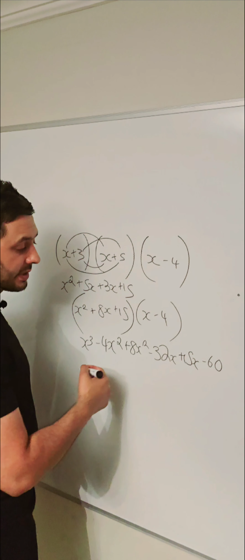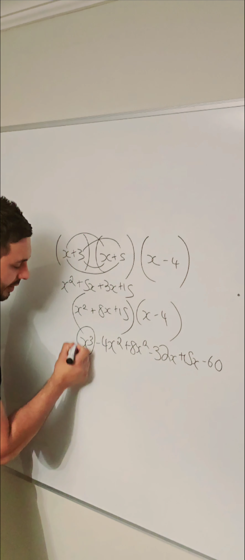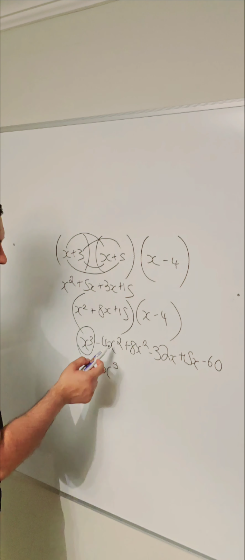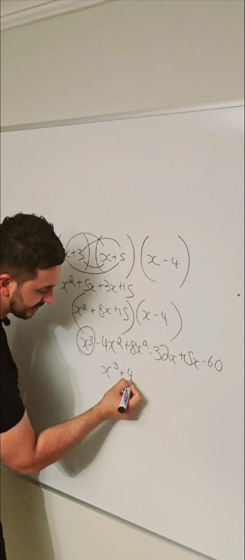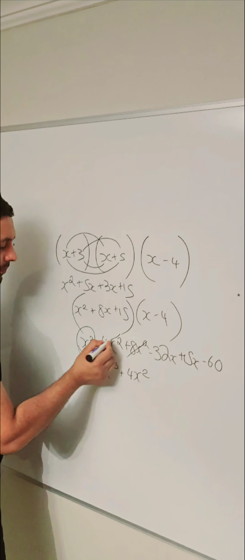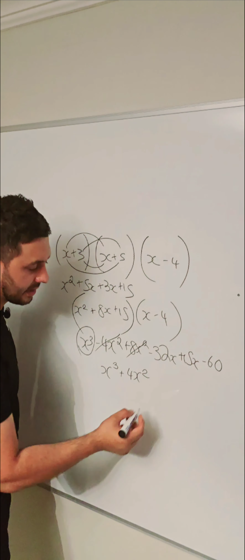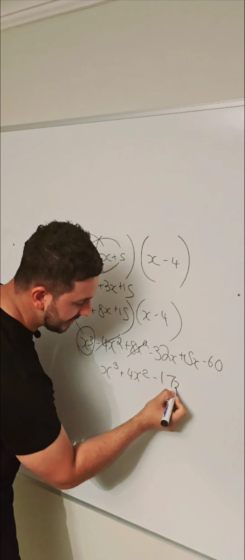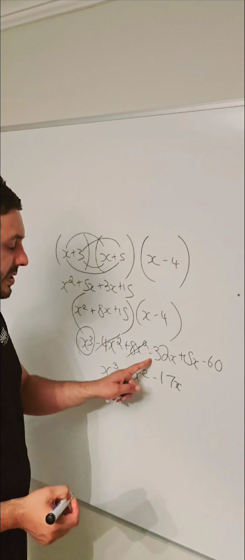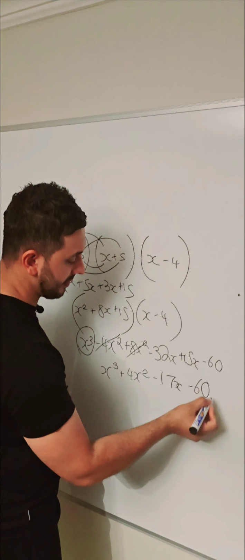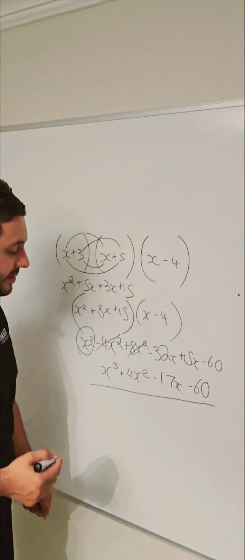Now, just like before, we're going to simplify this stage. Nothing goes with x cubed, so x cubed remains as x cubed. 8x squared minus 4x squared is just 4x squared on its own. Minus 32x plus 15x is minus 17x. Again, be really careful with your negative and positive numbers. And finally, minus 60 remains as minus 60. And that there, guys, is the final answer.